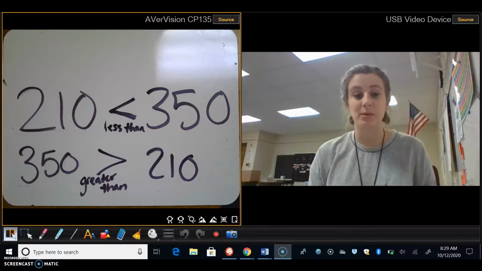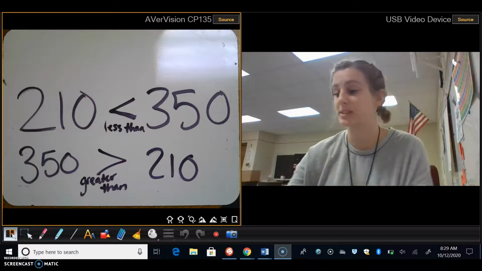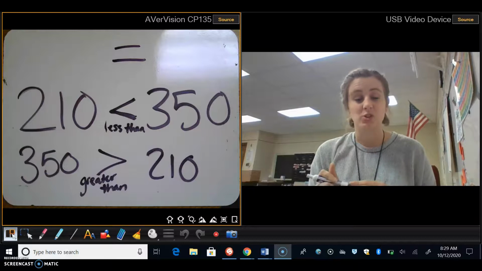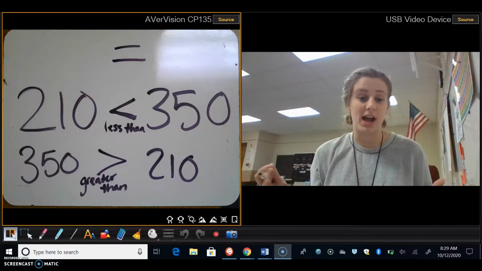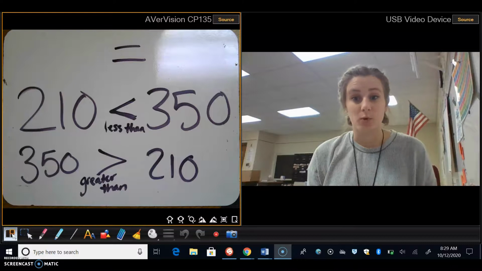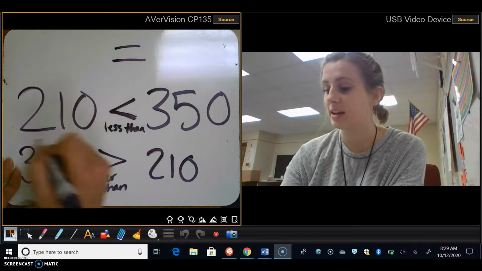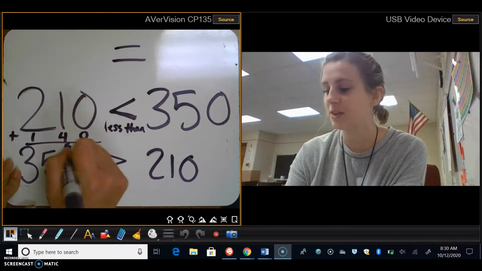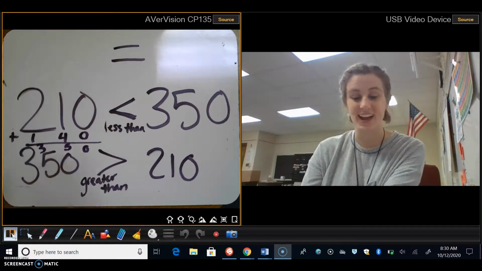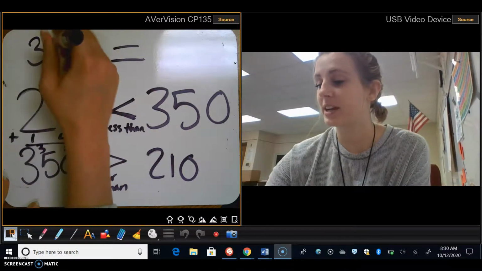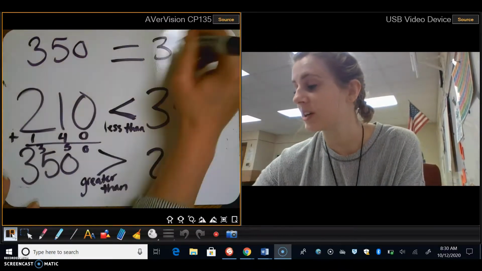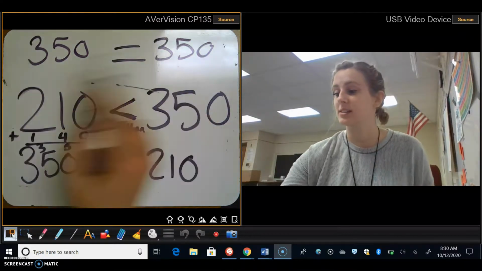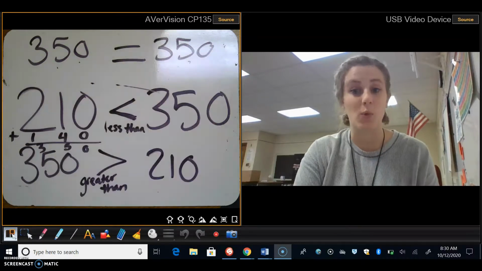And our last symbol that we use, even if we're not using it with this problem, is our equal sign, right? So that means they are the exact same. So if I said Alex decided to drive 140 more miles, so 210, I'm going to write this really small, plus 140 becomes 350, right? So then I could write 350 equals 350 because it's the exact same. We have the same hundreds place, the same tens place, and the same ones place.